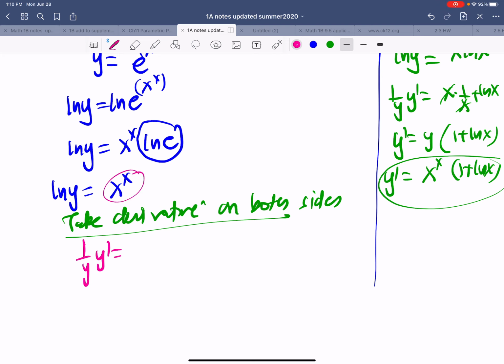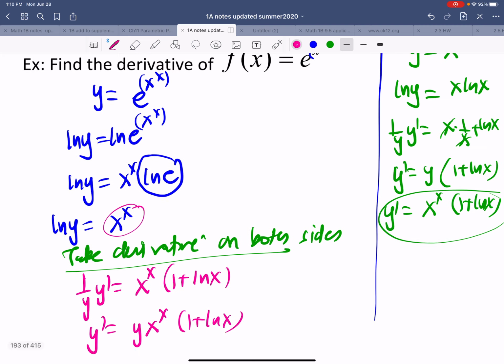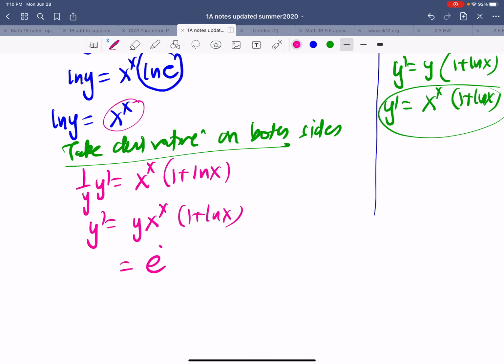Derivative of x to the power x is x to the power x times (1 plus natural log of x). Y prime turns out to be y, which was x to the power x, times (1 plus natural log of x). And that's it for this problem.